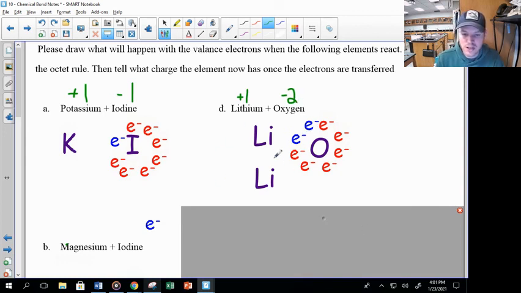And so you can also see that for lithium and oxygen to form a bond, you need 2 lithiums for the 1 oxygen. We're going to talk about this a lot down the road. But please note, 2 lithiums to the 1 oxygen.